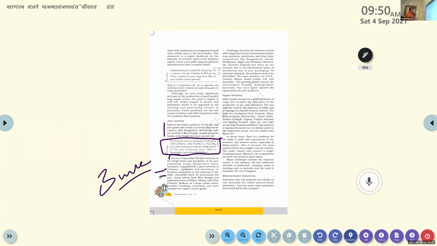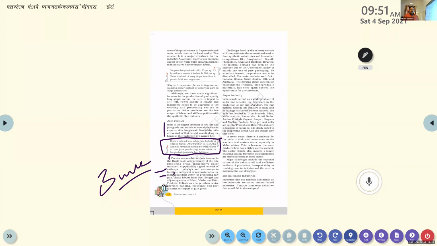Abundant water for processing raw jute, cheap labor from West Bengal and the adjoining state of Bihar. Another factor is abundant water. For processing jute into jute fiber, much water is necessary. The Hooghly River provides that water. Water is very important for processing of raw jute.